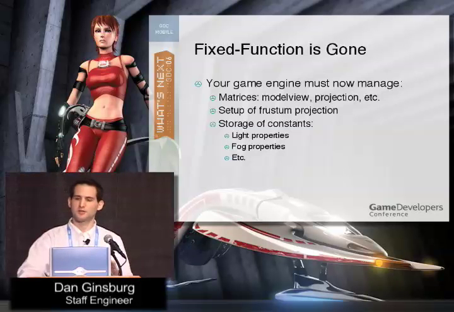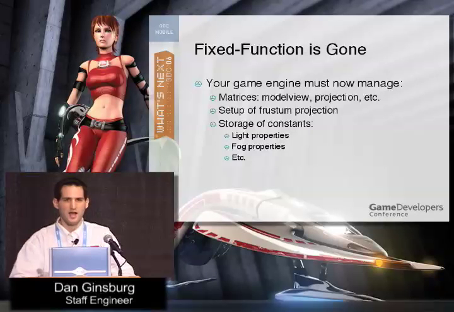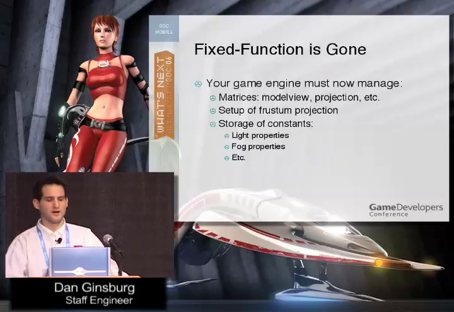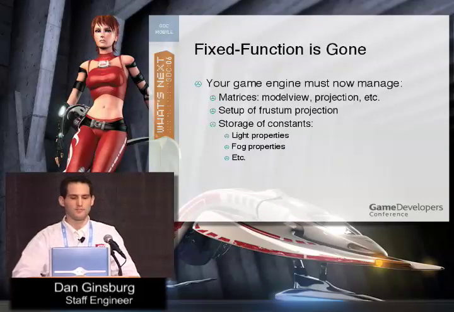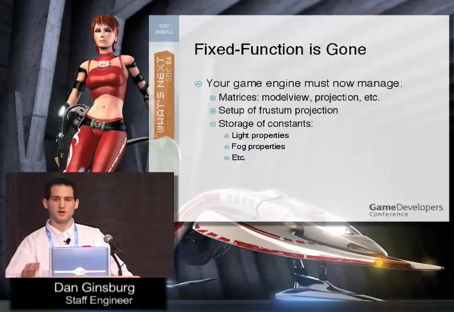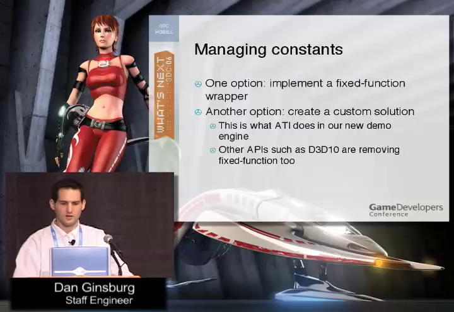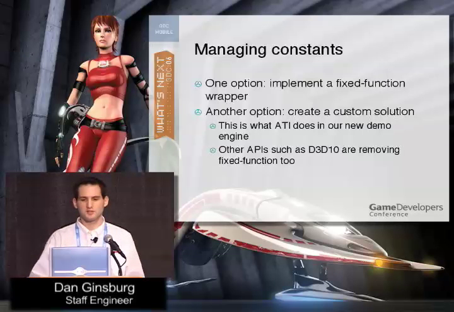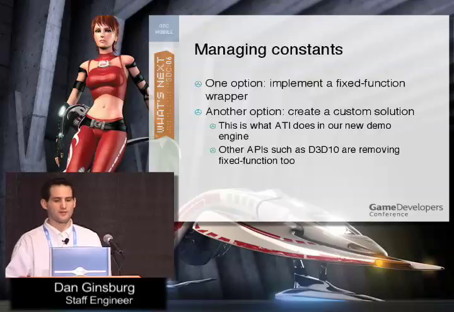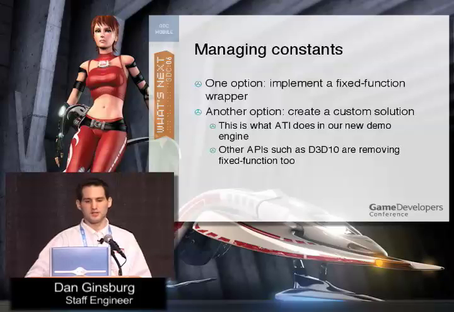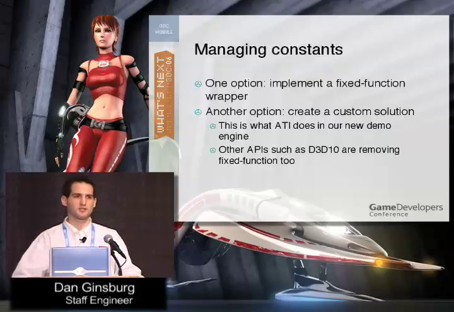All of the computations related to computing matrices, the equivalent of your model view and projection, will have to be done by your application. In addition, things like setting up the frustum projection and any of the things you would normally find in a constant, such as per light properties, fog properties, all of that is going to have to be managed now by your game engine. So how do you go about doing this? There's certainly a lot of different ways. One option that I'll mention that you could do is implement a fixed function wrapper.